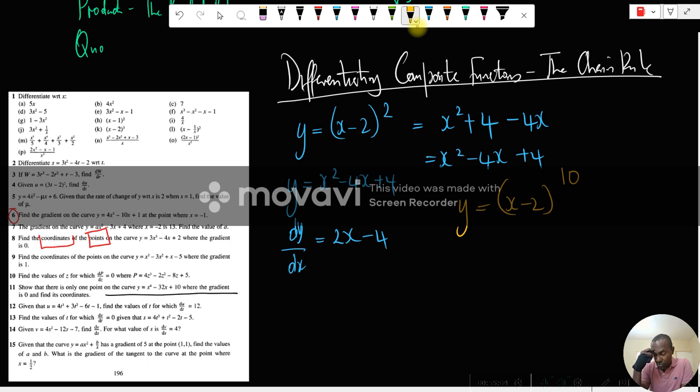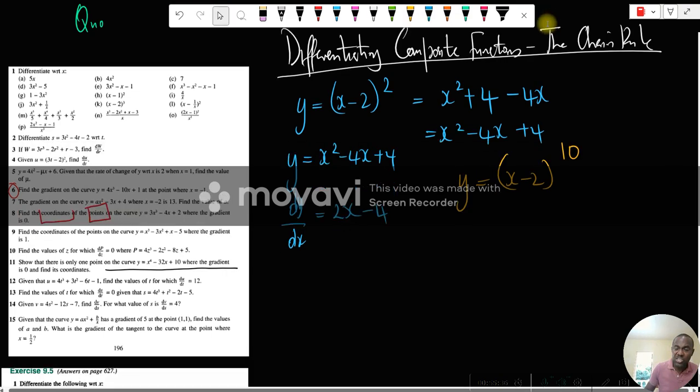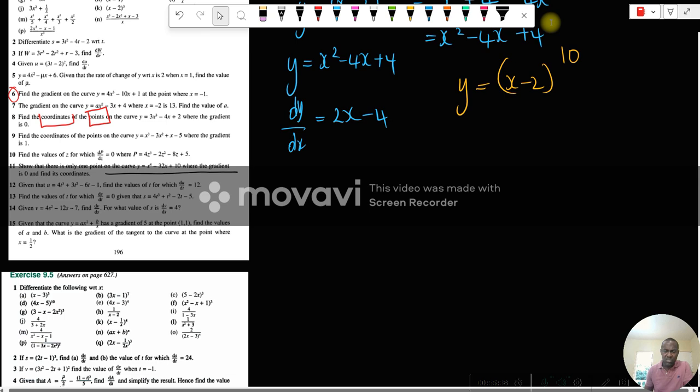Anybody? So we take a longer time. It will take a much longer time because the power is much larger. So in this particular case, if we were to expand out the bracket (x - 2) to the power of 10, it will take us a very long time, and during that process, we are more likely to make a mistake. So for expressions like these with such large powers, the method of expanding the brackets would simply be too time consuming. And for expressions like these, we introduce the chain rule, right? So we introduce the chain rule.